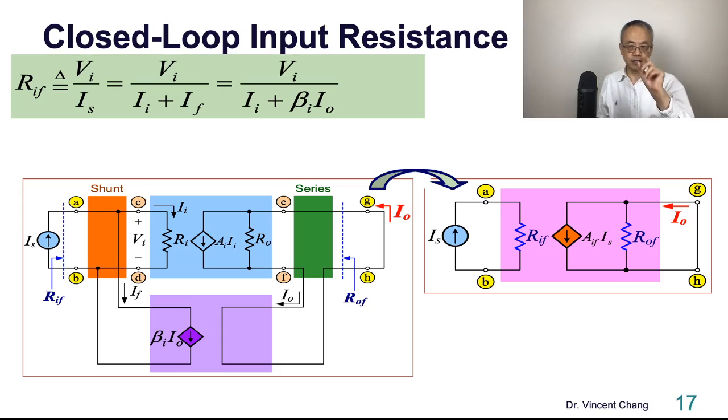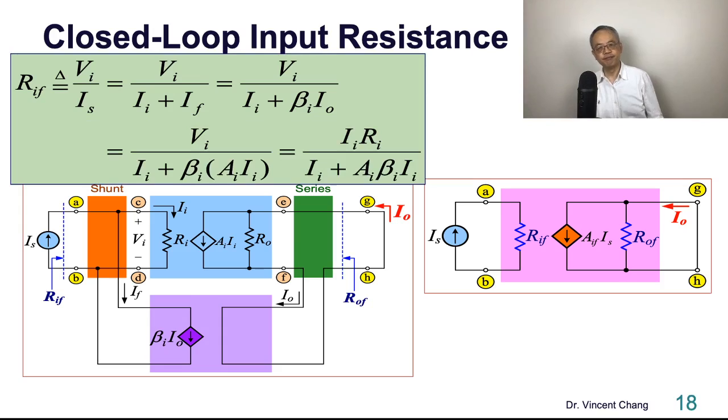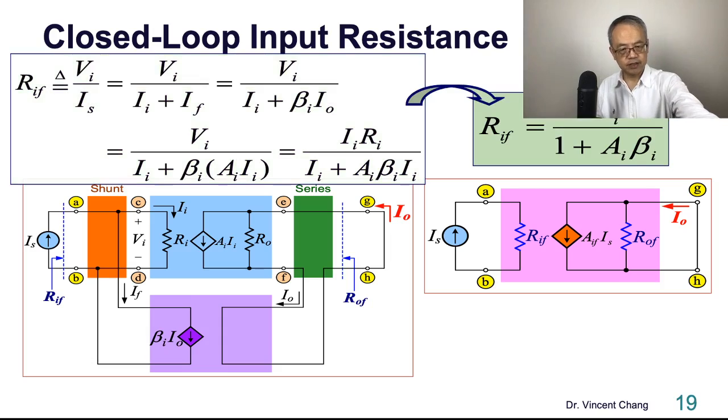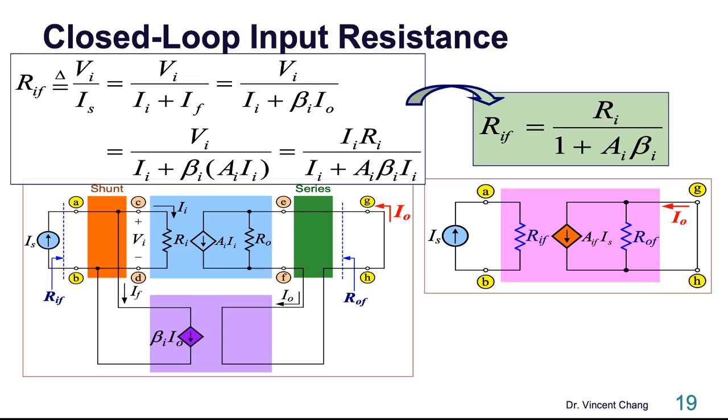Let's see. According to the definition, the voltage input is VI, and now the current in is IS. Then you can prove the relationship between RI and the RIF is this. This derivation is very, very clear. So if you are interested in the math, you can just stop.